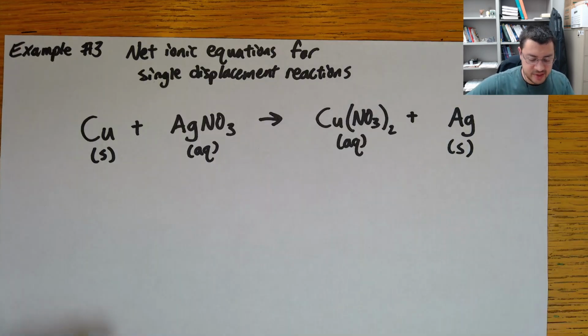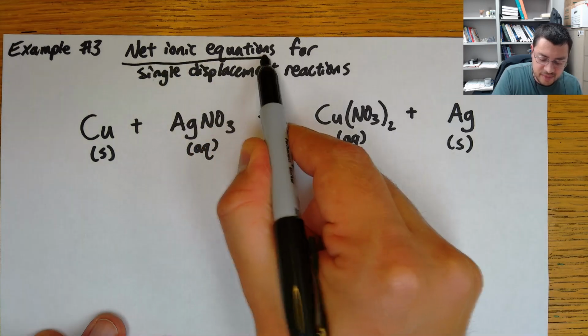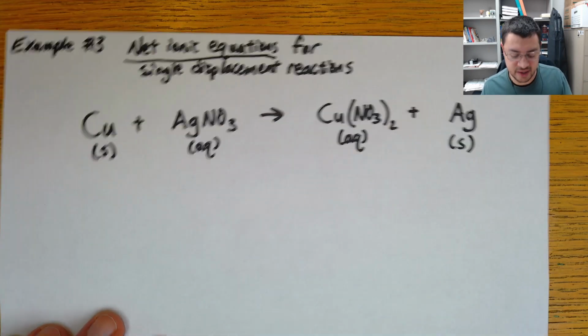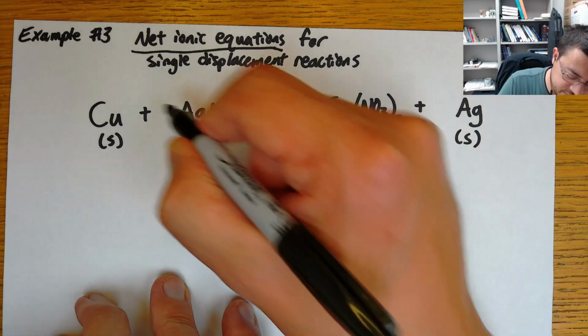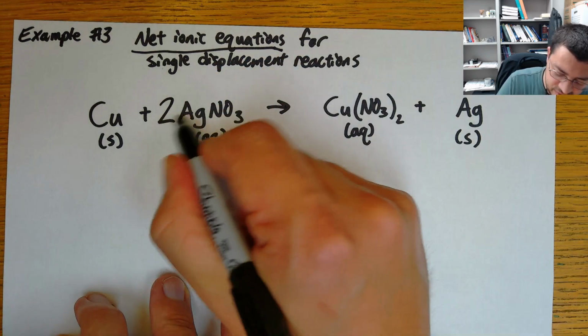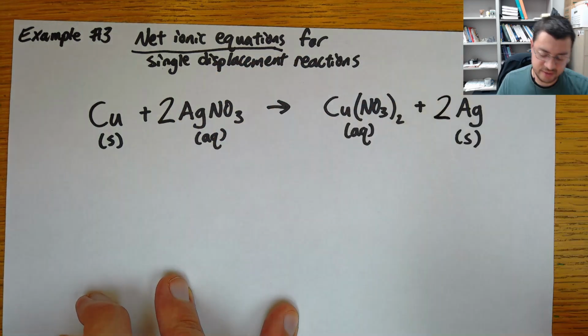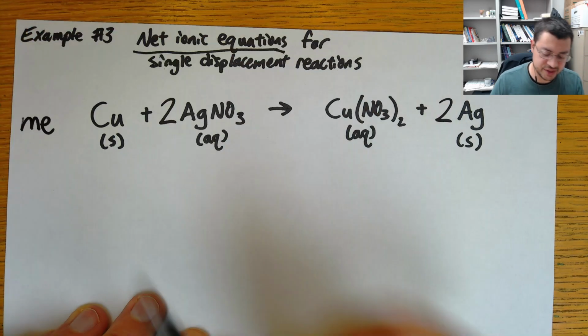What we're going to do here this time is analyze this from the perspective of making a net ionic equation. All right, so the first thing I want to do is balance this equation. We end with 2 nitrates, so we must start with 2 nitrates. We have 2 silvers here, so I must end with 2 silvers. And this is our balanced molecular equation.